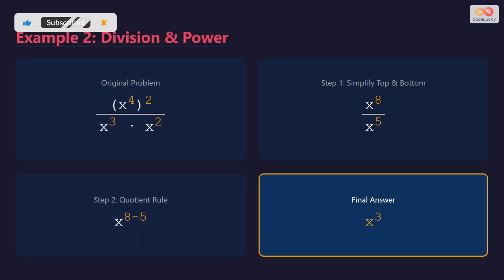Here is a division problem. We have x to the 4th squared divided by x cubed times x squared. Let's simplify the top and bottom separately first. On top, x to the 4th squared becomes x to the 8th. On the bottom, x cubed times x squared becomes x to the 5th. Now it's a simple quotient rule problem. Subtract the exponents. 8 minus 5 gives us x cubed.